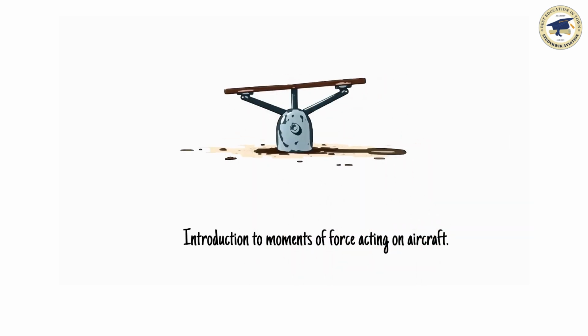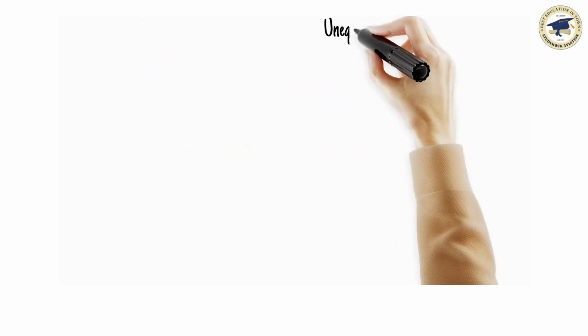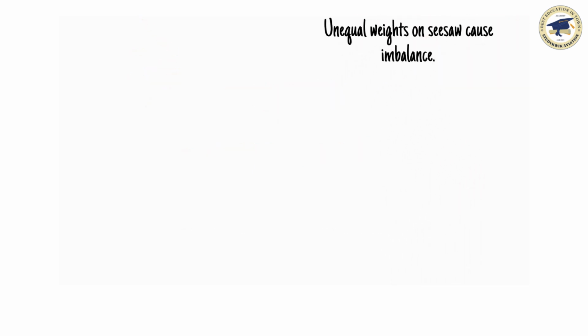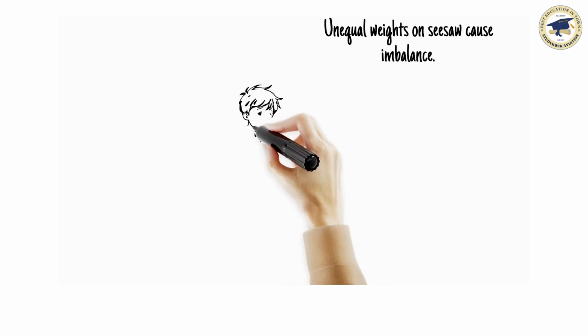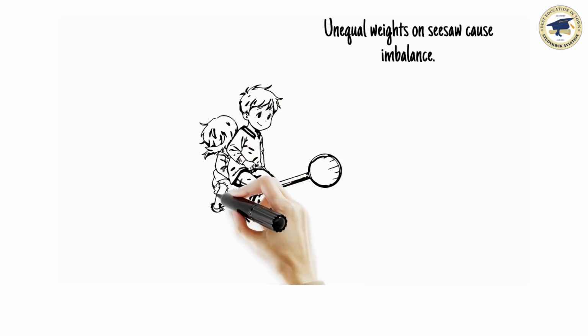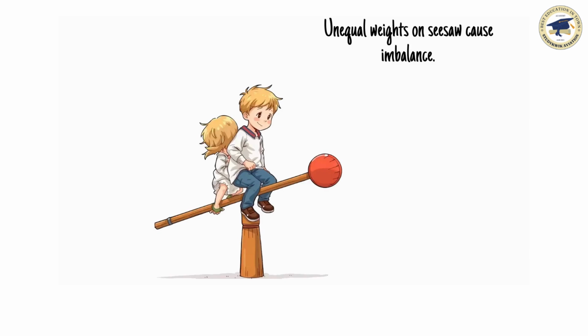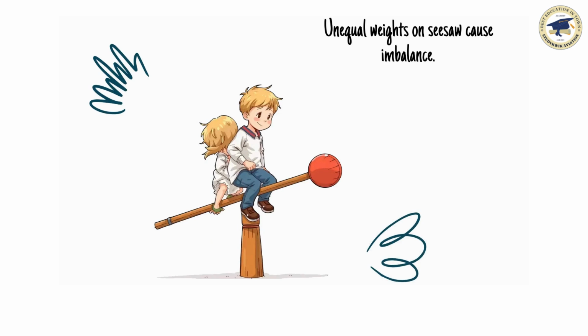Imagine a seesaw in perfect balance. Both sides are level, neither side moving. This is what we call equilibrium. Now, put a child weighing 10 kilograms on one end and another child weighing 5 kilograms on the other, both sitting at the same distance from the center. What happens? The heavier side goes down. The seesaw is no longer balanced.